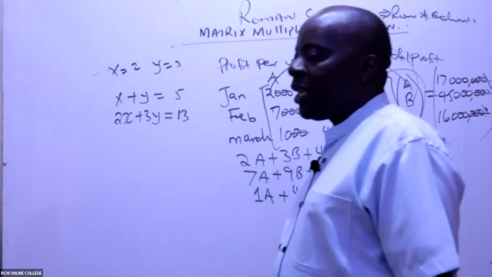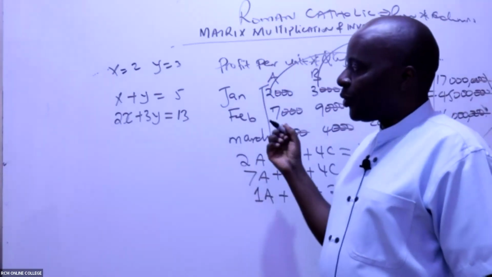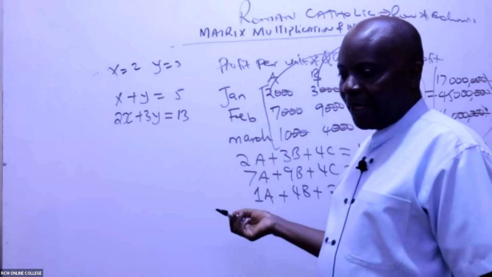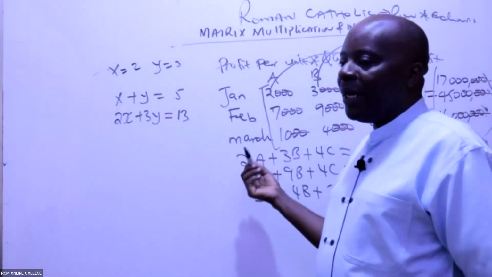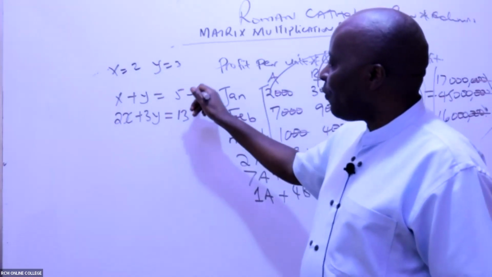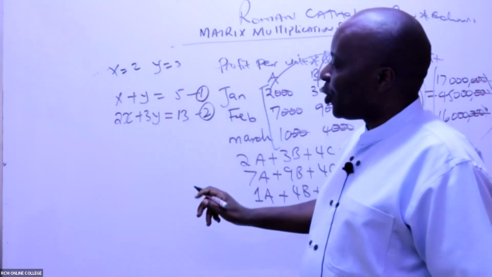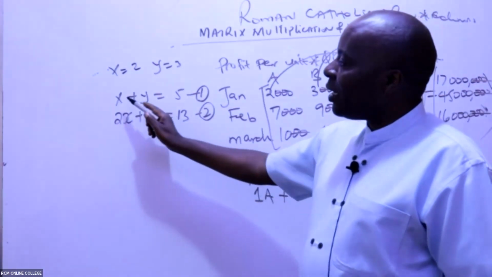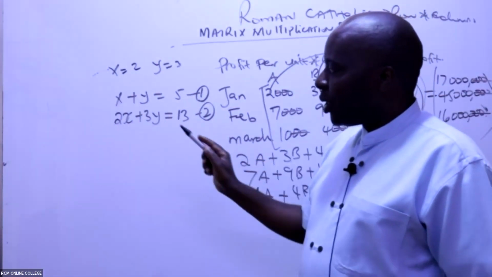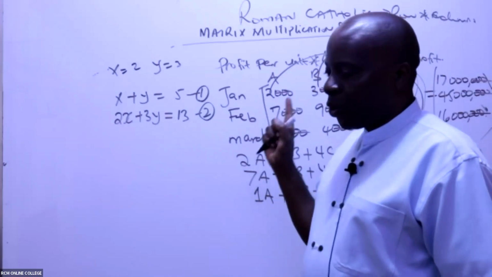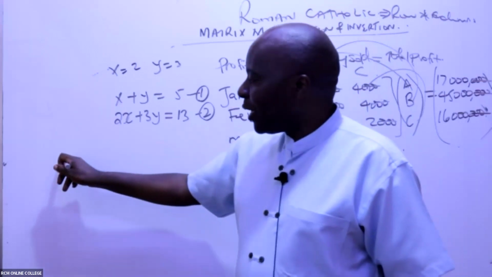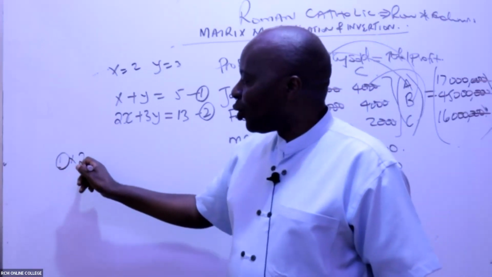So assuming you are given this kind of equations, and you want to get values of x and y, you can use the elimination method. Under the elimination method, if this is your first equation and second equation, you can opt to make the coefficient of x similar to what you have here. So in short, multiply equation 1 by 2 throughout.